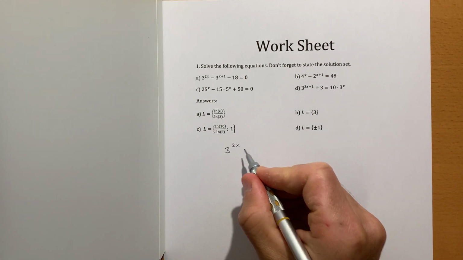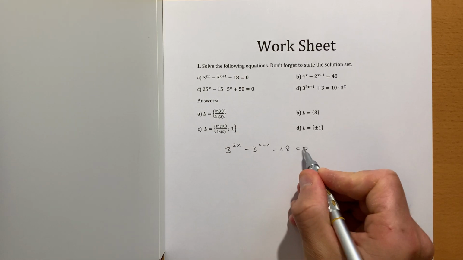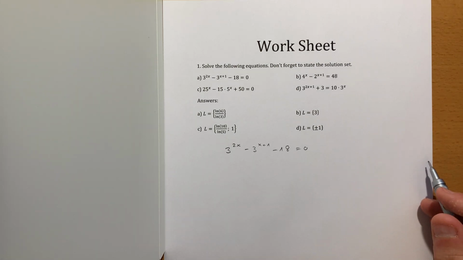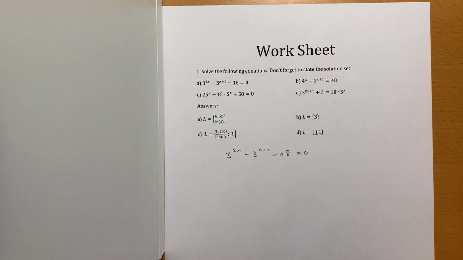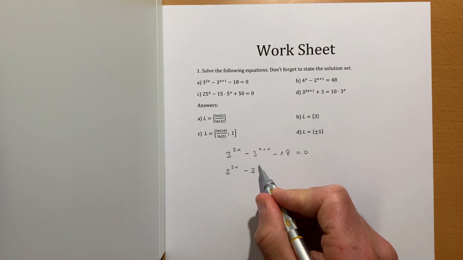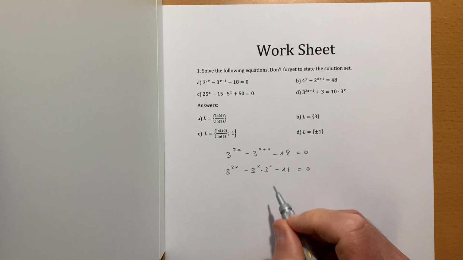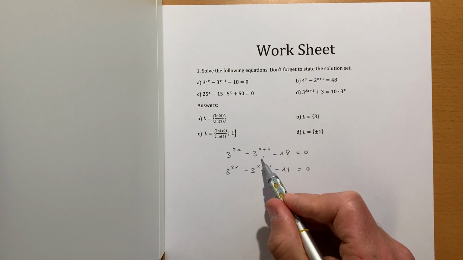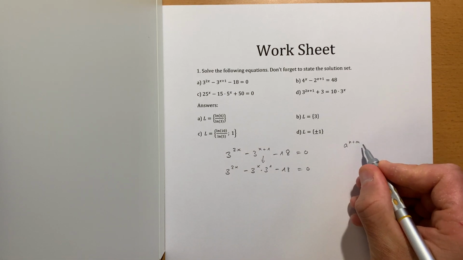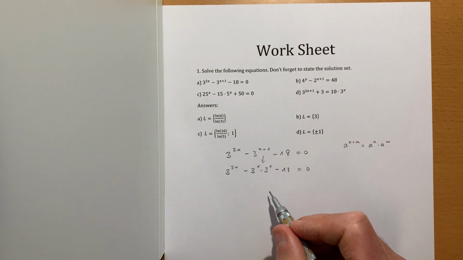3 to the 2x minus 3 to the x plus 1 minus 18 is equal to 0. Have you ever seen something like this? No, not quite. So let's try and do what we can do. Let's write up 3 to the 2x minus 3 to the x times 3 to the 1 minus 18 is equal to 0. Well, this is a to the n plus m is a to the n times a to the m. That's why I can write it like this.